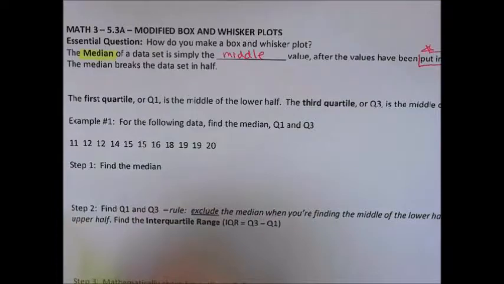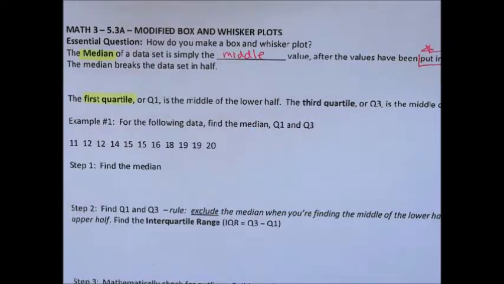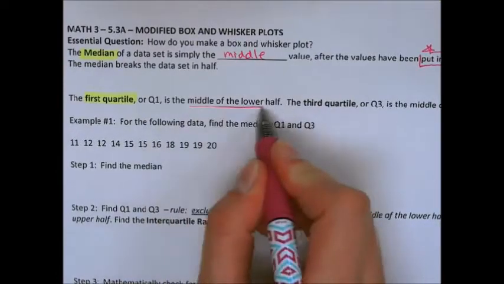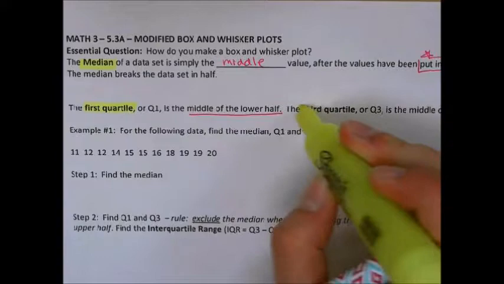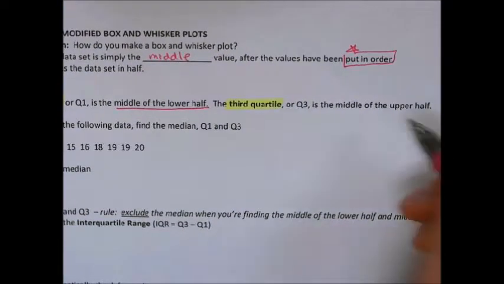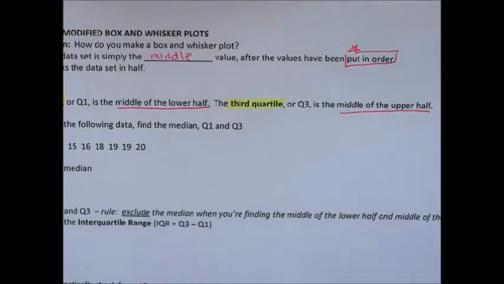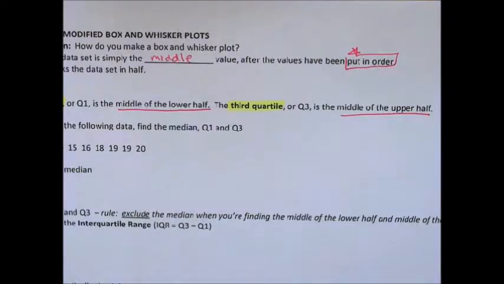The first quartile, or Q1, is the middle of the lower half. The third quartile is the middle of the upper half. And some of you might be asking what Q2 is. Well, Q2 is our median, if we just don't call it that.